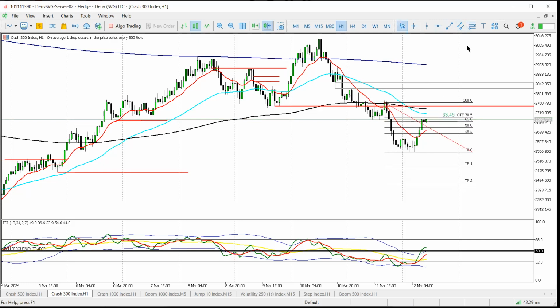For now, price looks like it's also in our point of interest. So all we're waiting for now is a confirmation. H1 TDI is also below the 50 level, showing the probability of this sell actually continuing down.